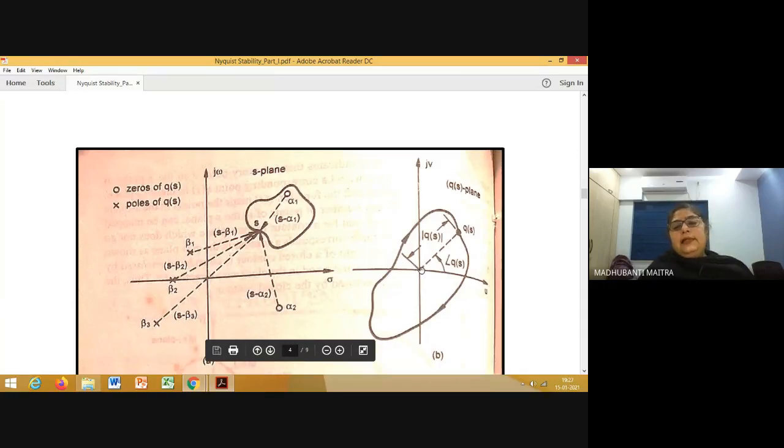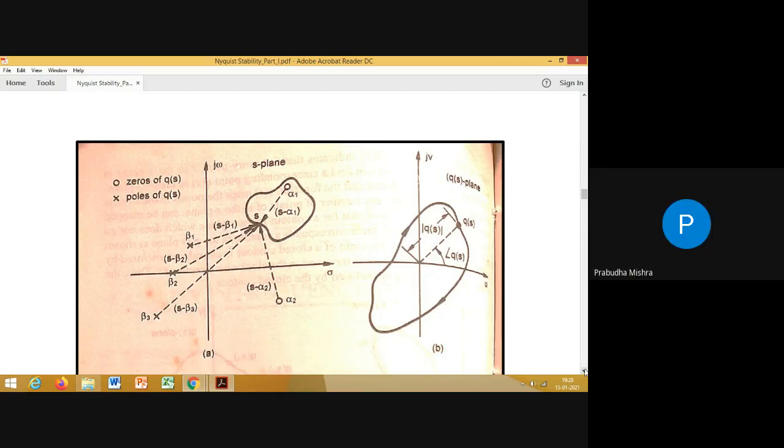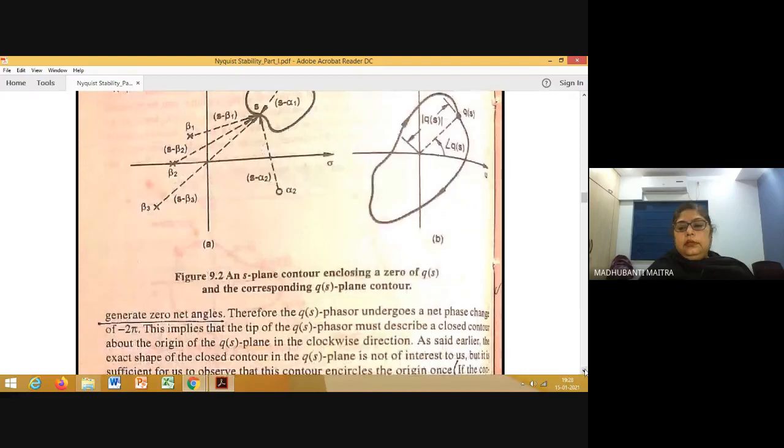So since the net changing angle is minus 2 pi, first let's consider that the net changing angle is 2 pi. So this QS phasor will move like this. That means since the net changing angle is equal to 2 pi, the QS phasor will encircle the origin of the QS plane. And since the angle is associated with a negative sign, minus 2 pi, this QS phasor will rotate on the QS plane in a clockwise direction, and in the process it will encircle the origin of the QS plane once. Now, is it clear to everyone?